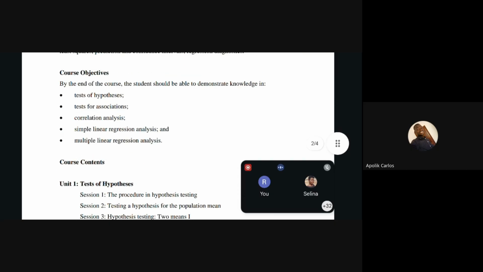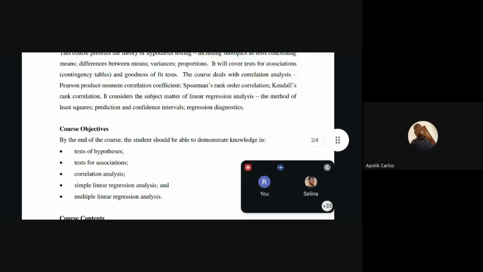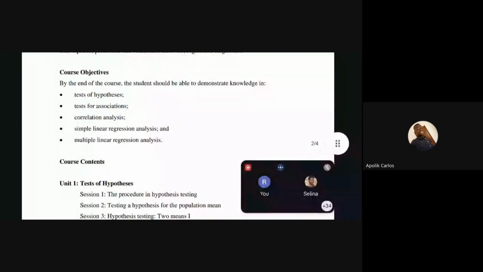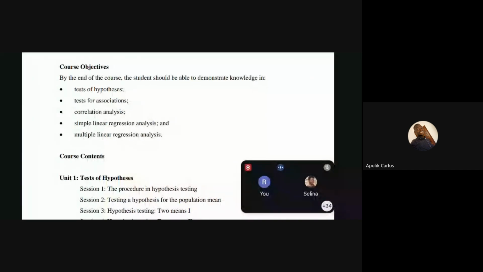diagnostics. So basically, by the time you are done with the course, you are going to have a fair idea, or you should be able to demonstrate knowledge in test of hypothesis, test for association, correlation analysis, simple linear regression analysis, and multiple linear regression analysis. So this is what basically you'll be looking at. So it means that test of hypothesis, test of association, correlation analysis will be for me to discuss with you. Simple linear regression, multiple linear regression will form the group presentations.